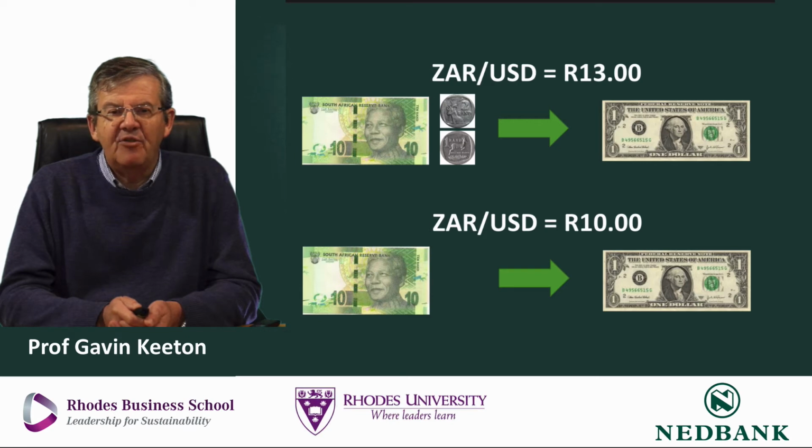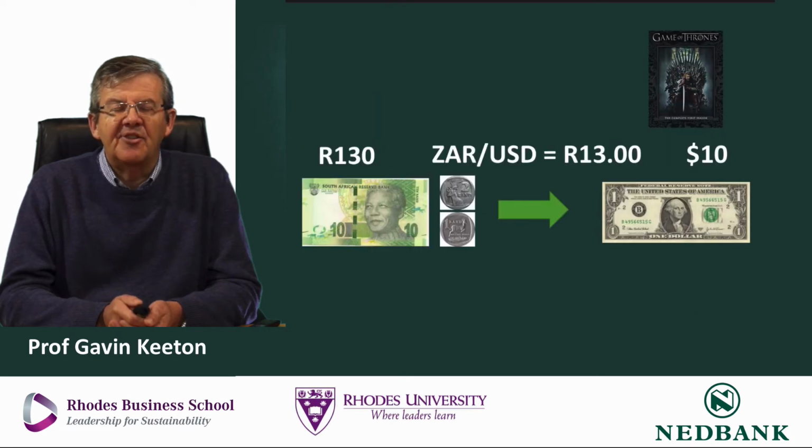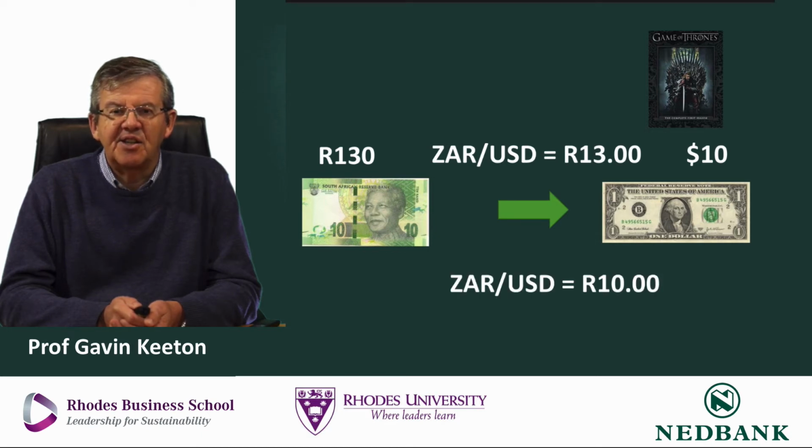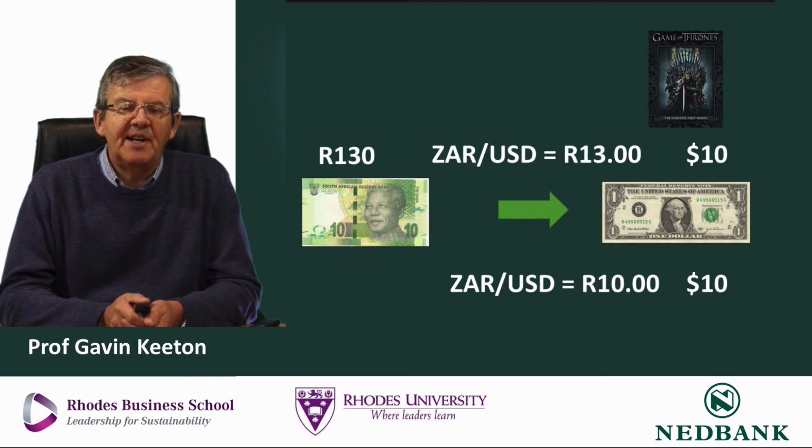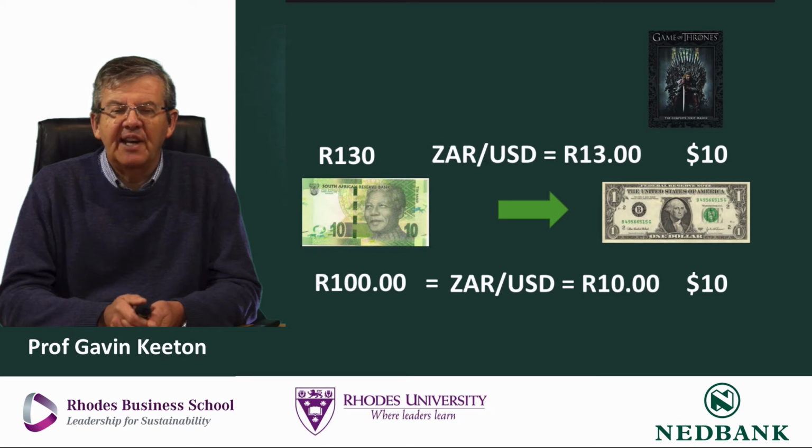We're now paying 10 rand for $1. And so if we look at the cost of the DVD, it still costs $10. But now the exchange rate isn't 13 anymore, it's 10. And so look at what happens to the rand price of the DVD. For every one of those $10, we must now pay 10 rand instead of 13 rand. And so for 100 rand, we can get the $10 required to buy the DVD. So the price that we pay in rands is no longer 130 rand, it's 100 rand.